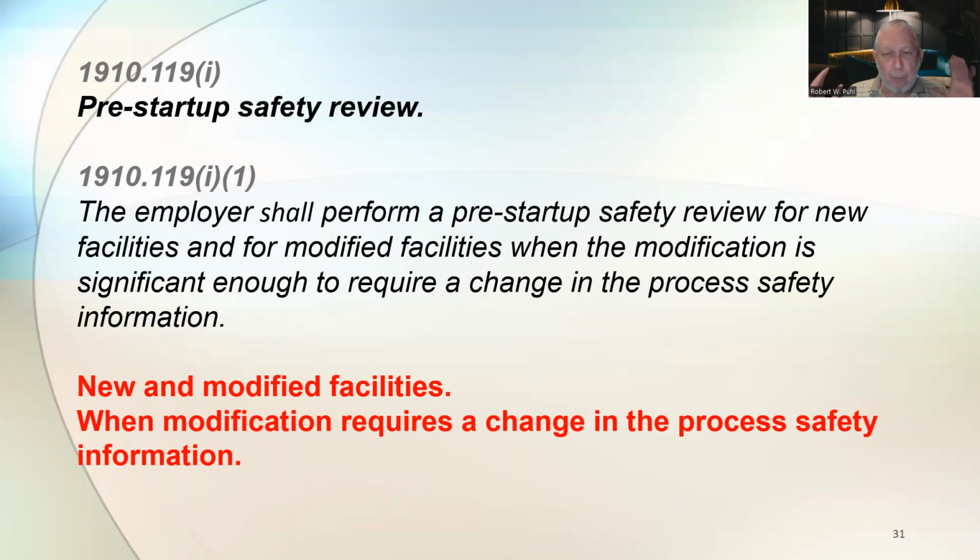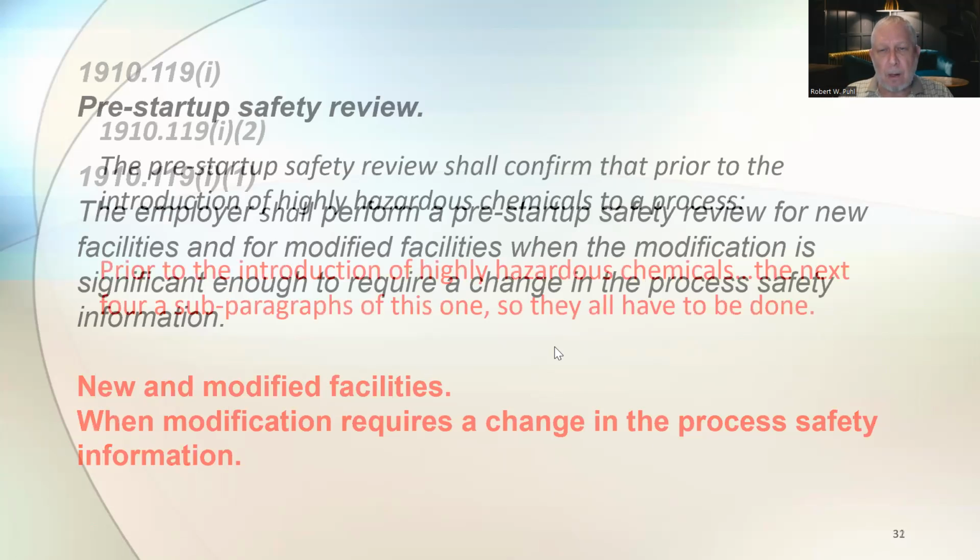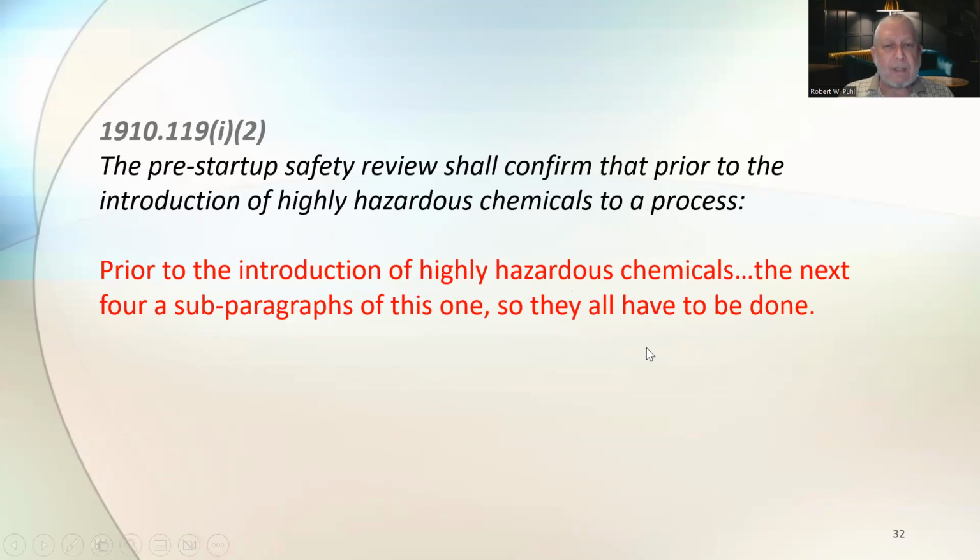Remember on the earlier paragraph, process safety information. You have to have all this technical information on every piece of equipment that you have. And you should have this even if it's not process safety, believe me. So if there's a change required in that, then you have to do a pre-startup. Pre-startup means what? Before you turn it on, before you start the process, you have to do the review. PSSR. The pre-startup safety review shall confirm that prior to the introduction of highly hazardous chemicals to a process, prior to introduction, the next four are sub-paragraphs for this one, so they all have to be done.